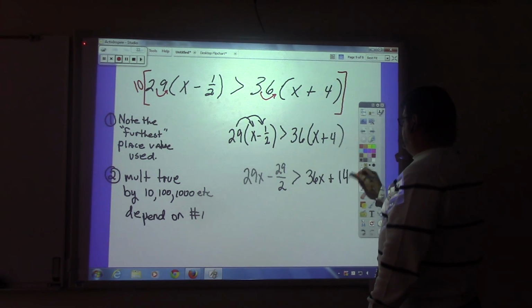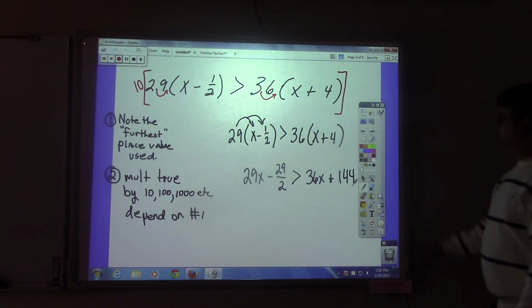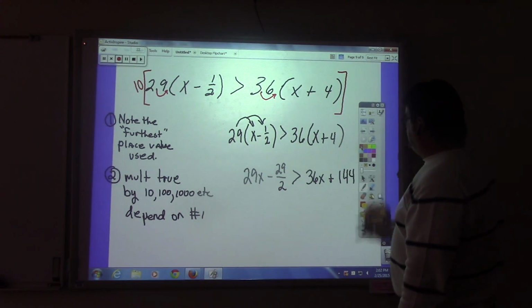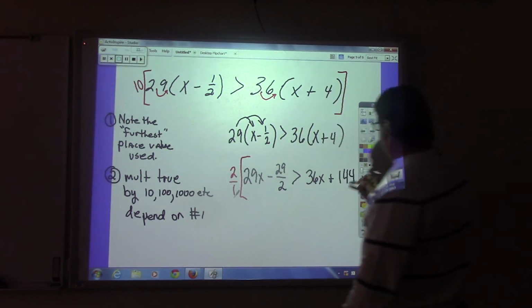Somebody help me out. Now what we do? How you do that? Multiply through by 2, which is the common denominator. So I'm going to take my handy dandy red pencil again. Multiply by 2 over 1 all the way through.